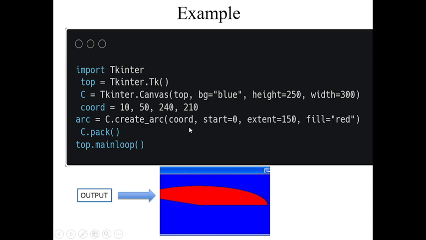This function takes four parameters. First are the coordinates, that is 10, 50, 240 and 210. These create a rectangle, so that the arc will be within these limits. The starting angle is 0 and the last angle is 150, meaning the angle will be 0 to 150, and we fill the color red. So just pack it and start the main loop. When we execute this code, we will see this output.